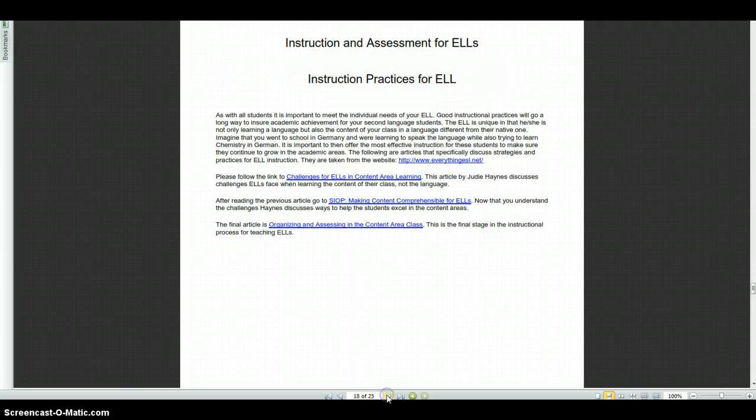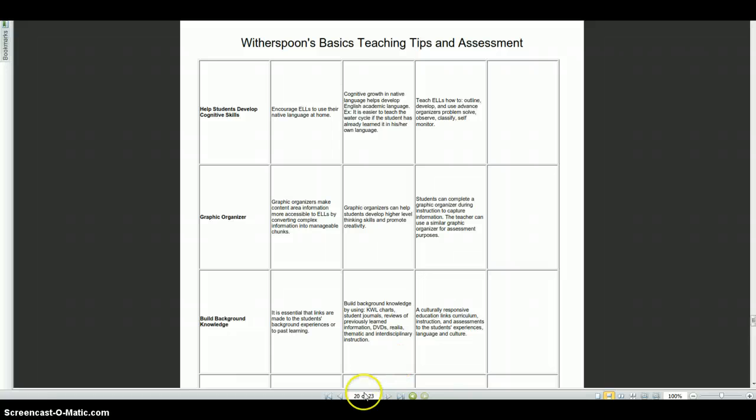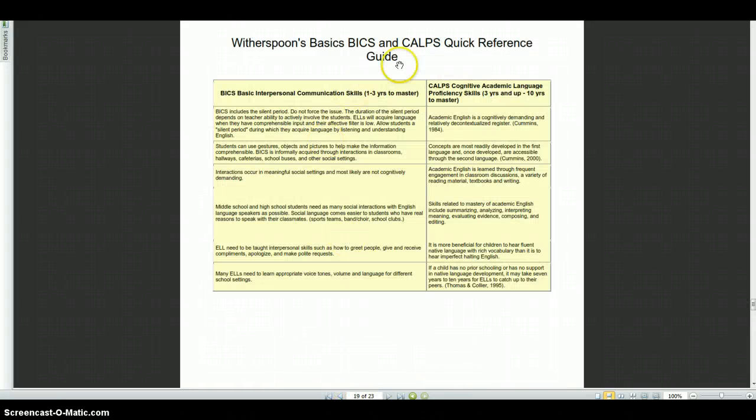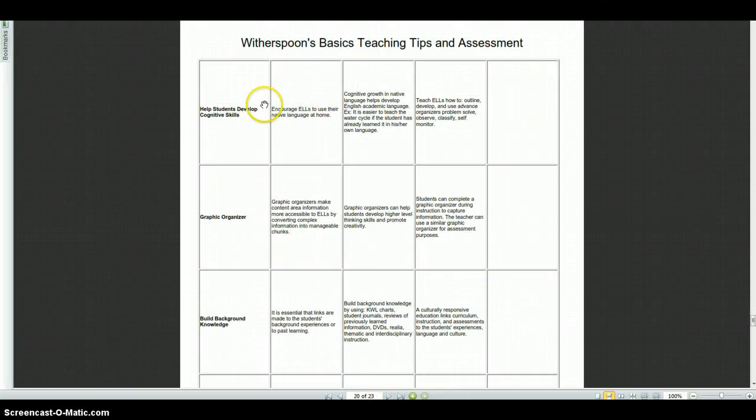That's pretty much it for this first file and quiz. There's additional information on working with language learners near the end of this file. Again, this will be important when you're developing your lesson plans. It gives you additional ideas for working with language learners.